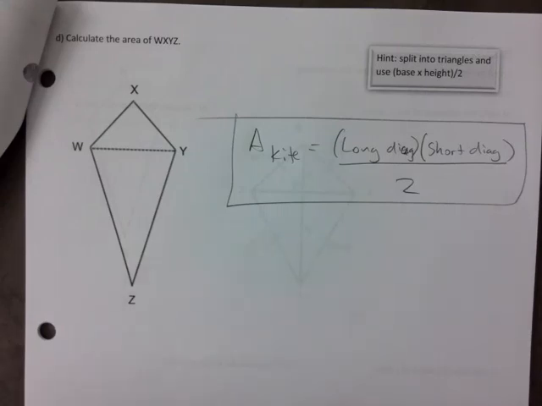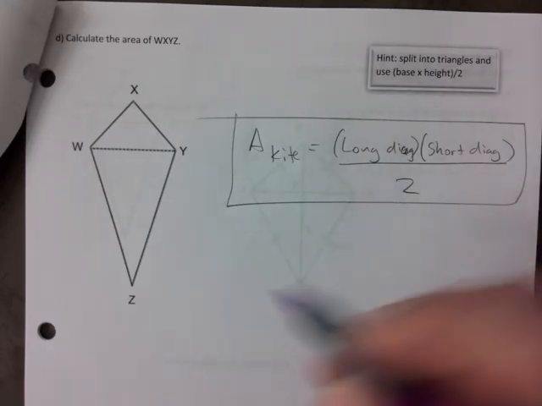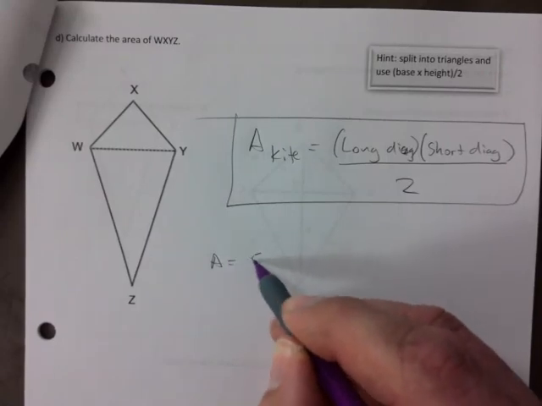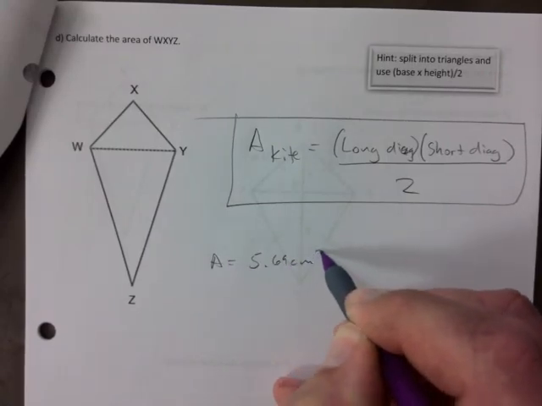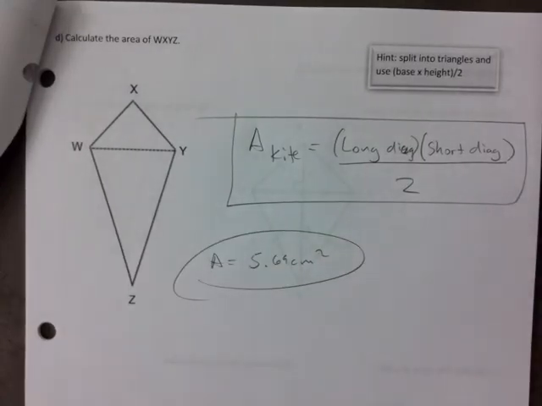So we have those 2 diagonals on the previous question, so we could figure it out. I'll just give you the answer. Answer would be 5.69 centimeters squared. So if you want to construct a kite and you need to know how much fabric you need, now you know how to do it.